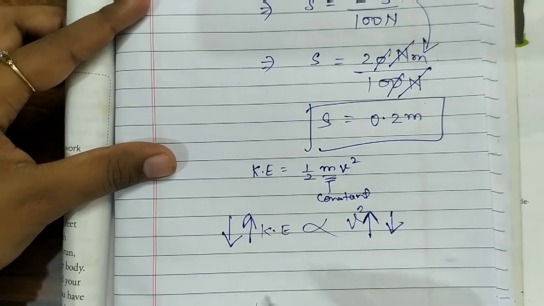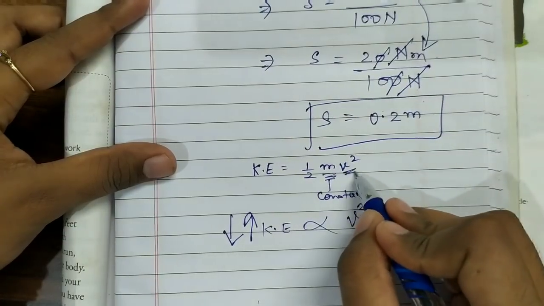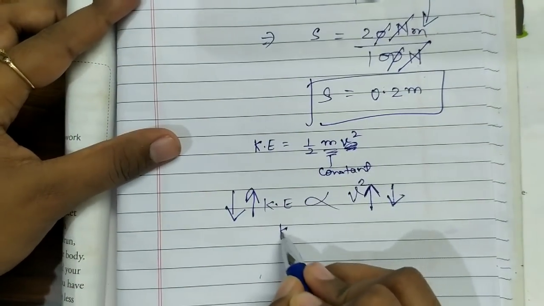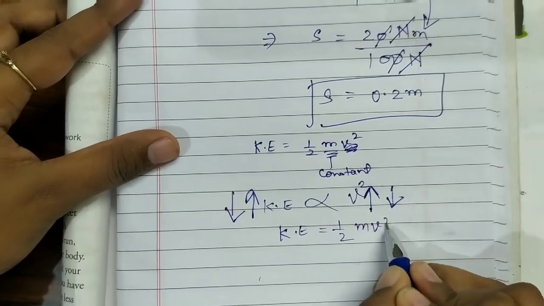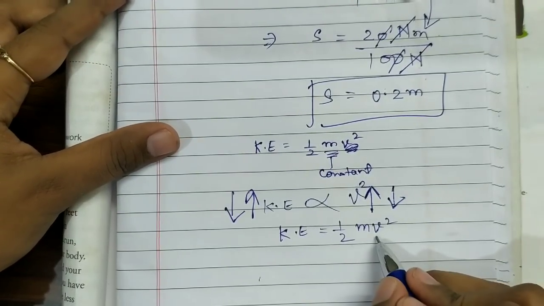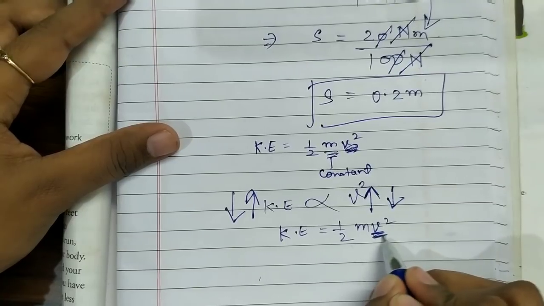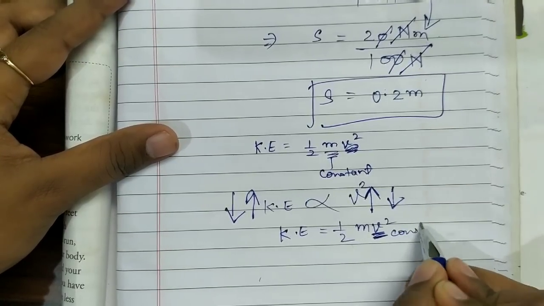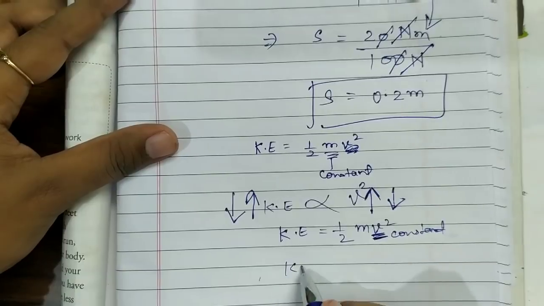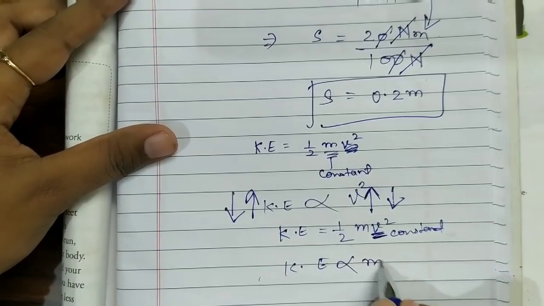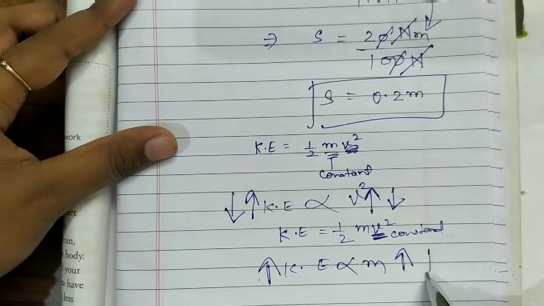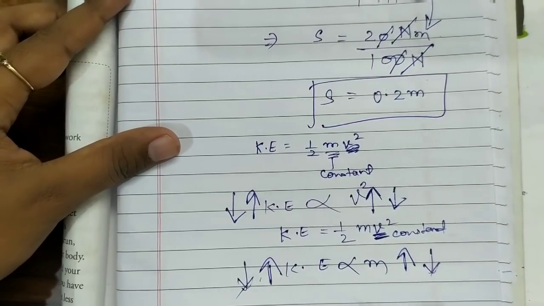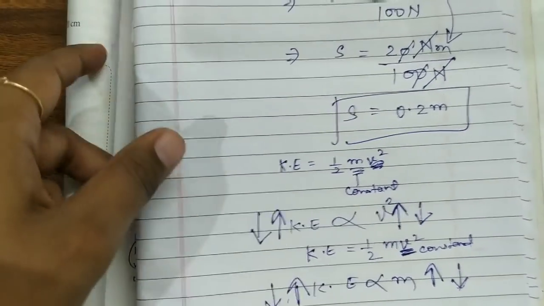Okay, children? Same way, in another situation, kinetic energy is equal to half m v square. Now suppose in the second case, if we keep this velocity constant, then kinetic energy will become proportional to what? Mass. So if we increase the mass, kinetic energy will increase. If we decrease the mass, kinetic energy will also decrease. Fine, children?